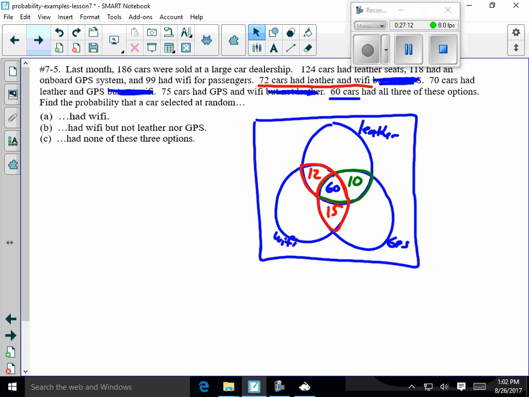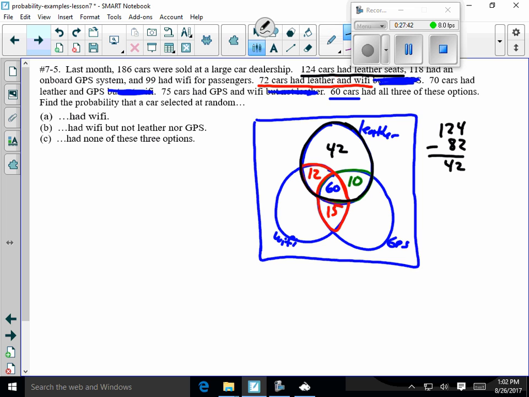Okay, and then if I go back and look at these things, like 124 cars have leather seats, that means the entire contents of the leather circle has to add up to 124. So what you'd have to do is add up the existing 12, 60, and 10 that's in there, which would be 82, and subtract that from the 124. If you take 124 and you subtract out the 82 cars that we already have in there, right, that turns out to leave just 42 cars left, and that's what would go here.